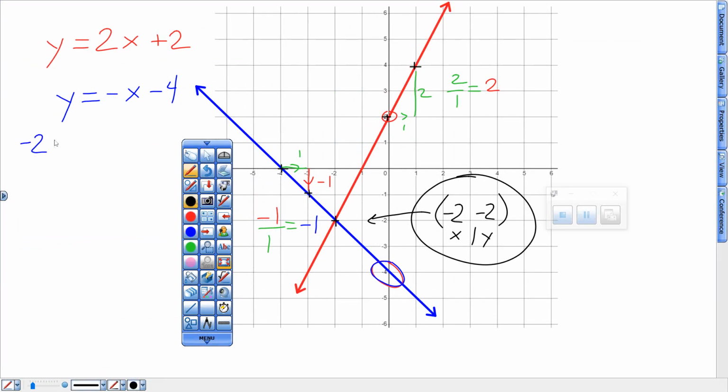Equals 2. Plug in that x number. Plus 2. That gives me -2 equals -4. And that is true. Plug that into the second one.